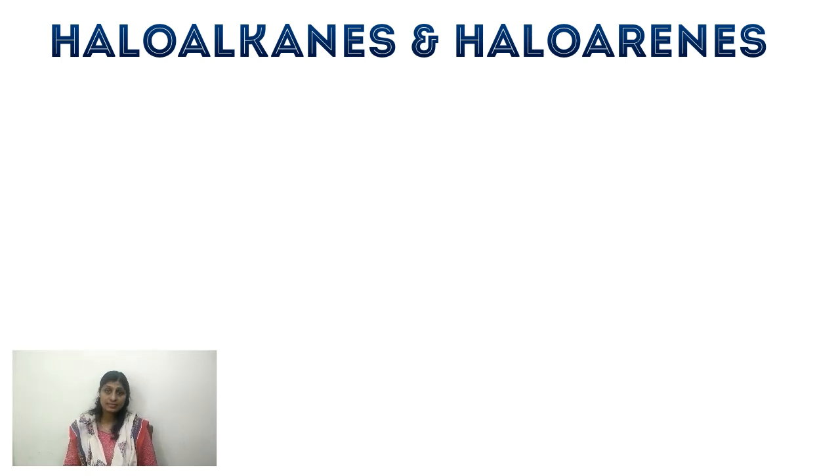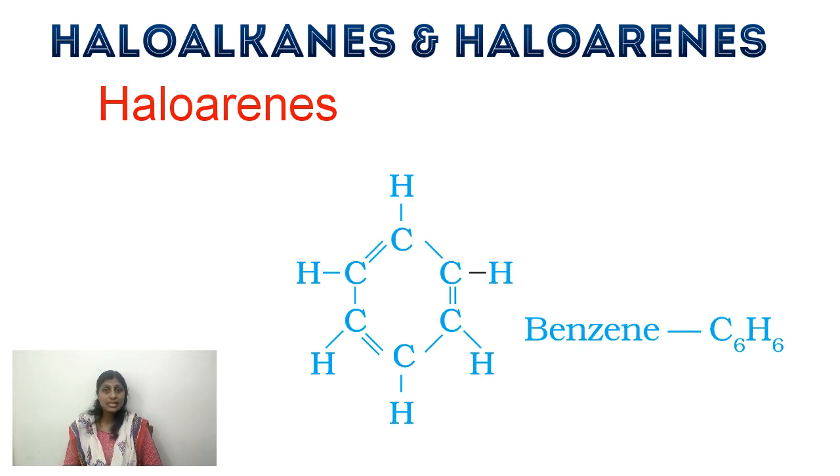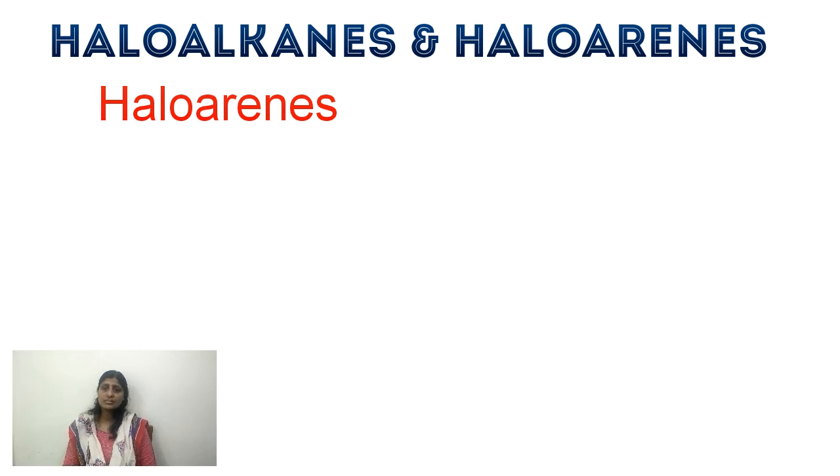Next one, haloarenes. Arenes are aromatic compounds, just like benzene. The replacement of a hydrogen atom in an aromatic hydrocarbon by a halogen atom results in the formation of arene halides or haloarenes. The example is benzene, I already told you. So by replacement of hydrogen from the benzene ring, you get haloarenes. Haloarenes contain halogen atoms attached to an sp2 hybridized carbon atom. As we all know, the hybridization of carbon atoms in the benzene ring is sp2.